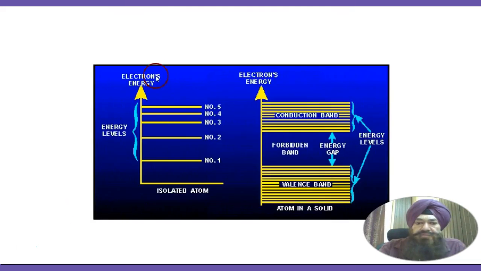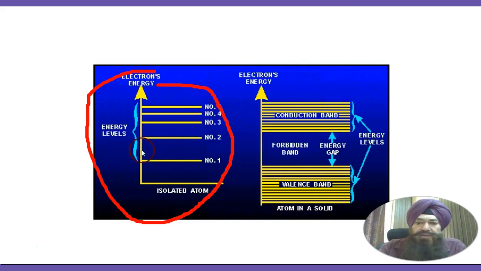So this is the case when the atom is isolated. There is no broadening. This is the case when the atoms are close together, close enough, like in a crystal. So there is a valence band, there is a conduction band, there is an energy gap.